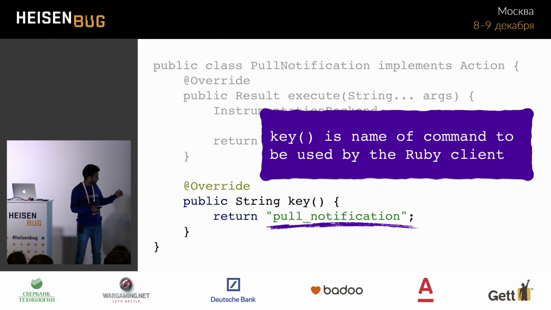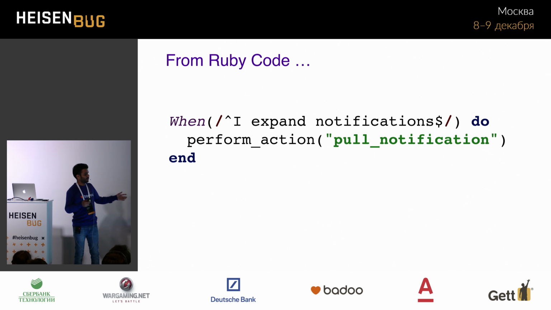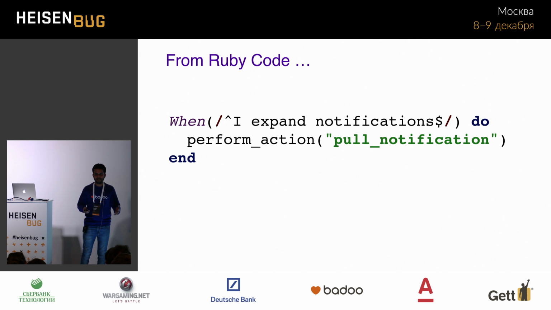So if we define this, this pull notification string key will be used from our Ruby code with a very generic API called perform action. So this is how we will call this. Perform action is a very generic API which accepts the key name of the action. Say perform action and pull notification. And that's pretty much it.